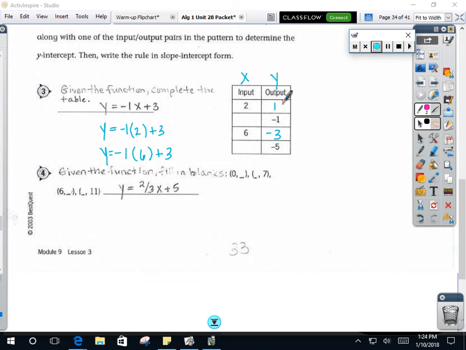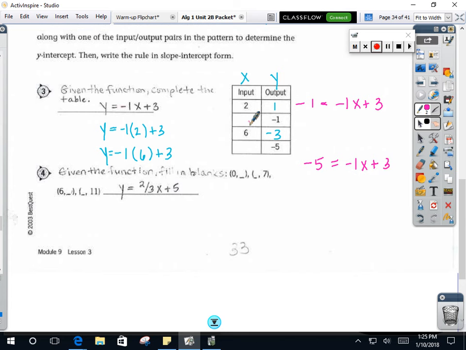So now we're trying to find missing x values, missing input values. They've given us the outputs, which are the y values. So this time when I rewrite that equation, y equals -1x plus 3, I'm not going to write the y, I'm going to write the y value they gave me, which is -1. And then we'll do that again for the -5. In the y place I'll put -5, and then I'll put the rest of the equation.